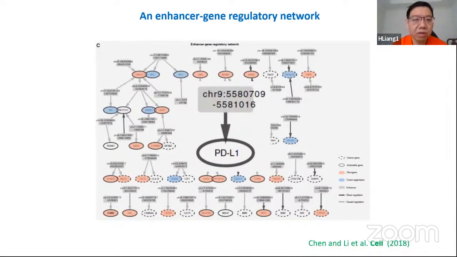So in this figure, one green box is the enhancer region. One circle is a driver gene. So one important prediction we found is there's an enhancer for PD-L1. As you know, PD-L1 is a very important therapeutic target for immunotherapy. So we try to validate this observation.